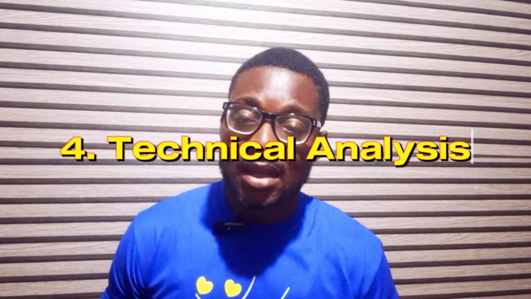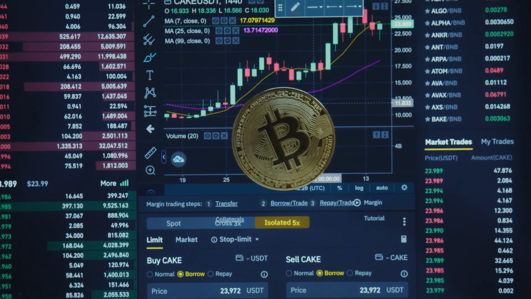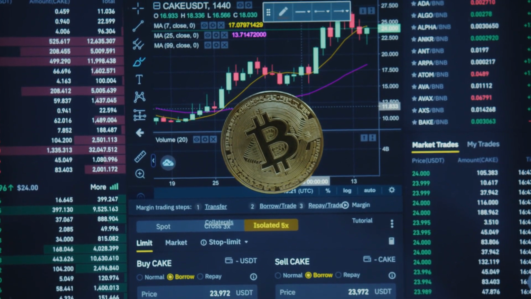And the fourth point is to understand technical analysis. So what is technical analysis? Technical analysis involves using charts and indicators in your trading software to predict future price movement. You have to look for trends, support and resistance levels. You may also use tools such as moving averages and the RSI to tell future price movement.